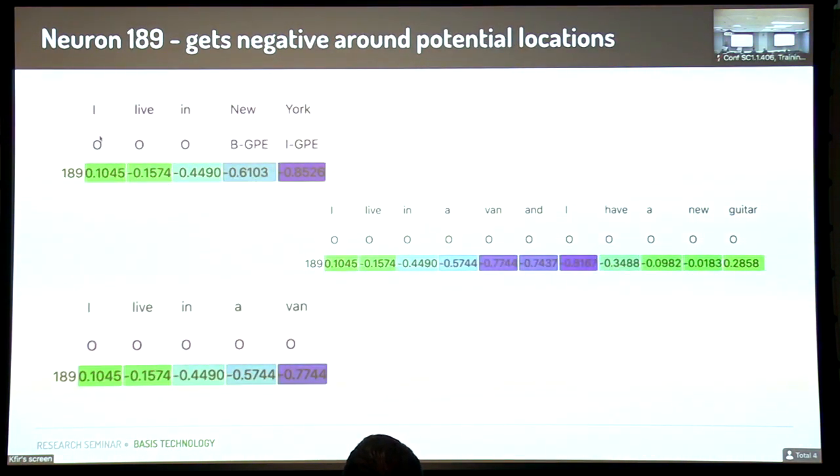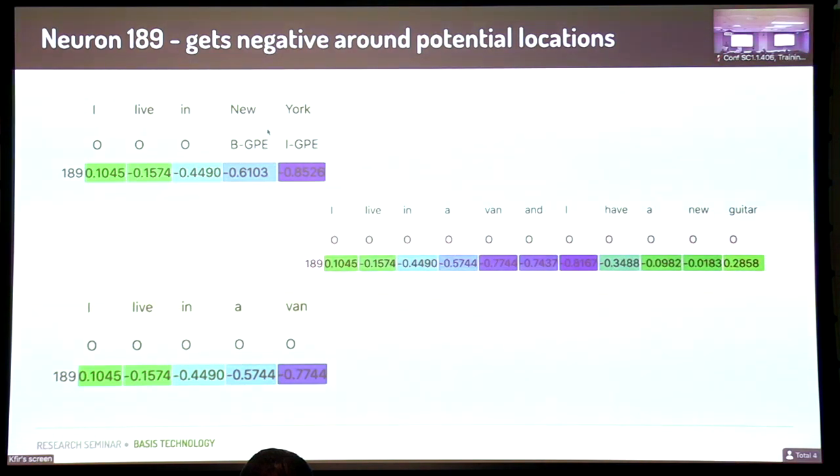This one, 189, gets negative when it sees the word "in", which might be a strong indicator for a location. So look at this sentence, "I live in New York." The model could assign the correct labels here. GPE is just a location, basically. It's a geopolitical entity. It's a location that could also be an organization.